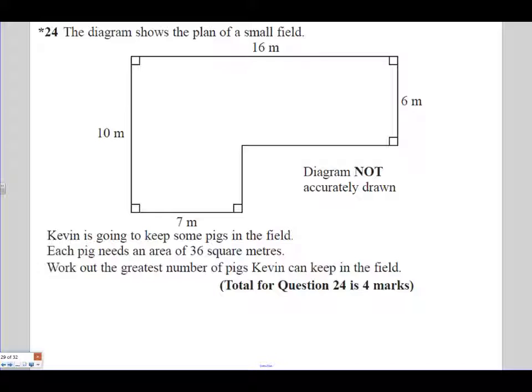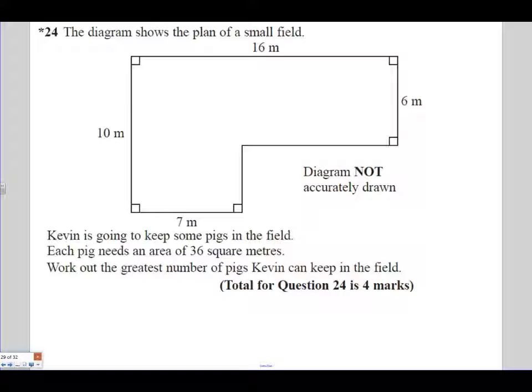Question 24 shows a diagram of a plan of a small field. And Kevin is going to keep some pigs in this field. Each pig needs 36 square meters of space. So work out the greatest number of pigs Kevin can keep in the field. So we need to work out the area of the field and then divide it by the 36 square meters to work out how many pigs we can fit into it.